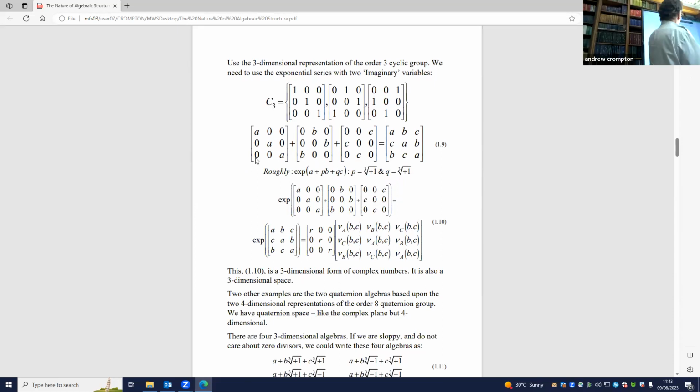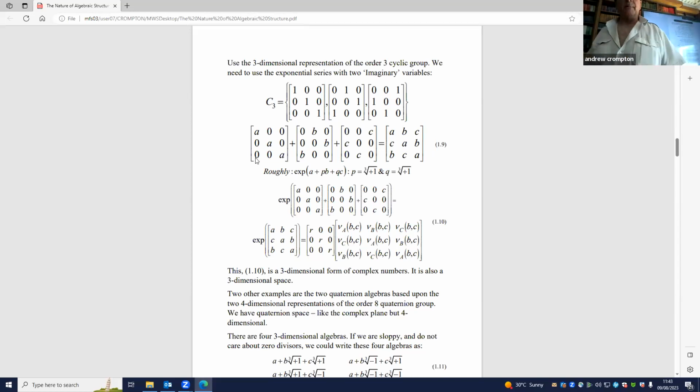This is the group C3. What we've done, we've taken the three permutations. This is the permutation representation. We've multiplied them by a real number. We've taken the exponential, and out come the trigonometric functions of three-dimensional space. There are four three-dimensional spaces because there are also some three-dimensional representations of C6. But this is the representation of C3. These are three-dimensional trigonometric functions.